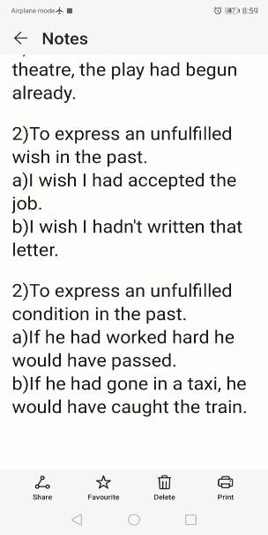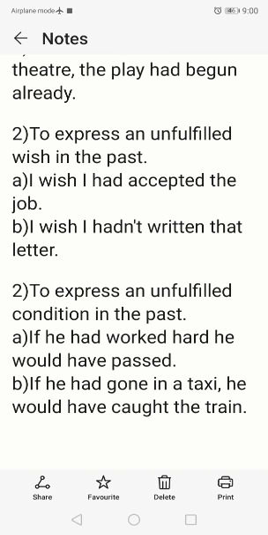In the same way, I wish I hadn't written that letter. So actually it was my wish not to write the letter, but what to do? I had already written the letter. So I already wrote it. Now I feel sorry. Now I regret.